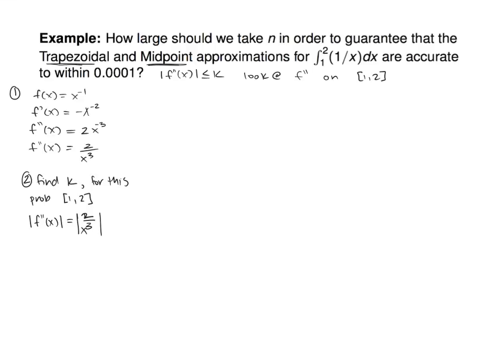Now think about what 2 over x cubed looks like approximately. If I draw it from your perspective, it kind of does this decreasing thing over here, right? Roughly speaking, that's what 2 over x cubed looks like. So at which point in the interval from 1 to 2 is it going to be biggest? 1. So this is largest at x equals 1. Thus, f prime prime of x is less than or equal to 2. That's going to be our K.